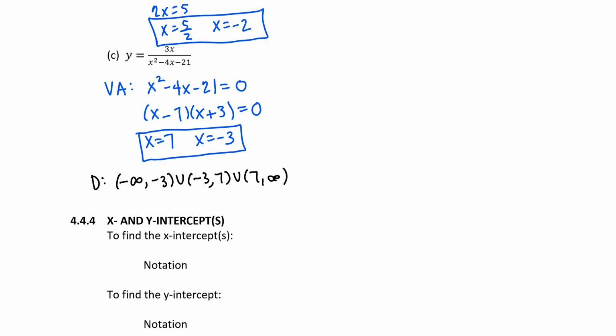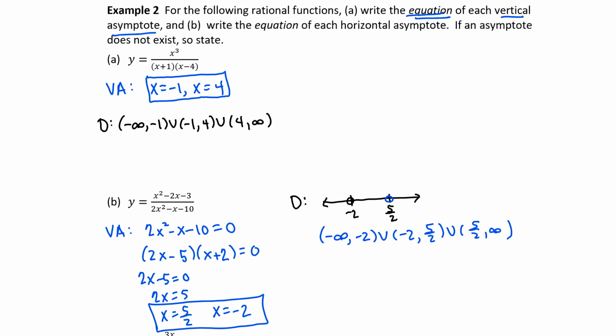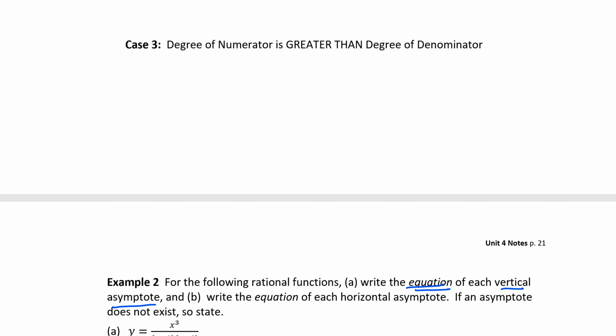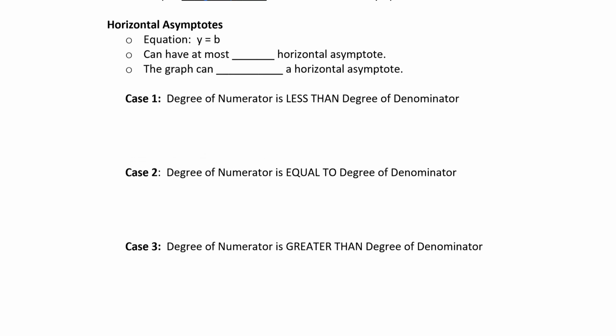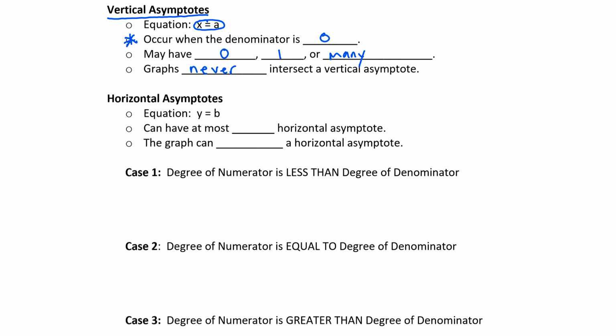So again, the domain excludes the restricted values by using the parentheses, but at those restricted values, that's where we find those vertical asymptotes. So finding the domain of a rational function is very closely related to identifying the location of those vertical asymptotes. So that takes care of our first type of asymptote, vertical asymptotes.